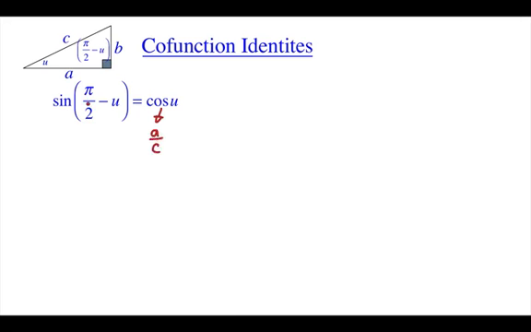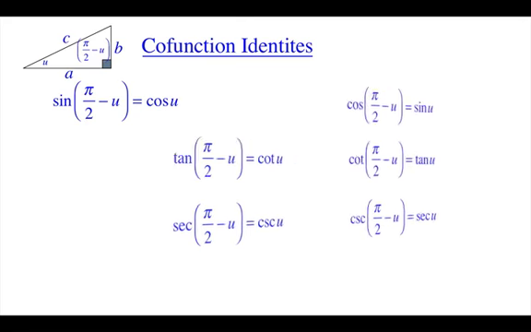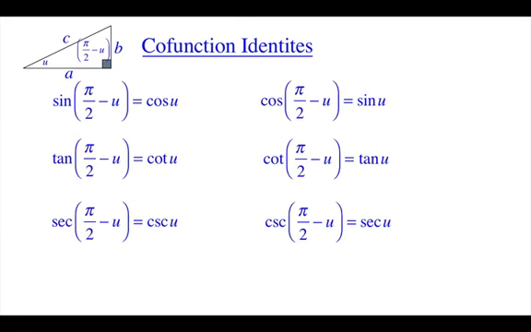Now let's look at this reference angle pi over 2 minus U, which is right here. Let's compute sine of this reference angle, which is opposite over hypotenuse, and that's how I get A over C. Notice that these two are equal. That's basically what the co-function identities are trying to show you. And here's the rest. You can pause to copy them, but if you look at the right triangle that you see there, you should be able to see why they are true. Moving on to the next slide.